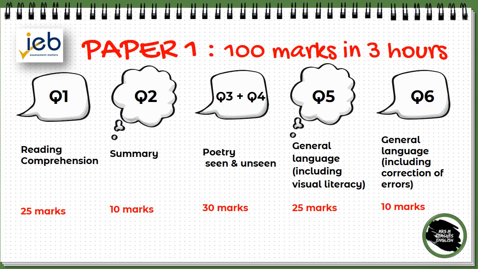Paper 1 consists of 6 questions, which you must finish within 3 hours. Question 1 is the reading comprehension. Question 2 assesses your summarizing skills. Question 3 and question 4 cover poetry. And question 5 and question 6 assess general language, including textual editing. You can see the mark allocation on the slide. This does not change, which means that you can work out your time allocation per question before you enter the exam room.